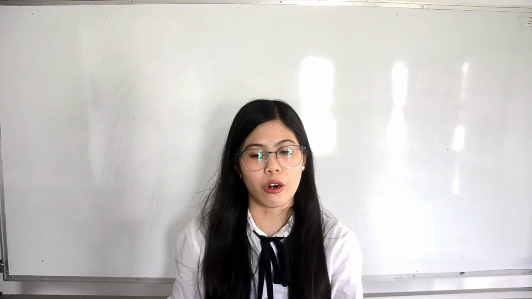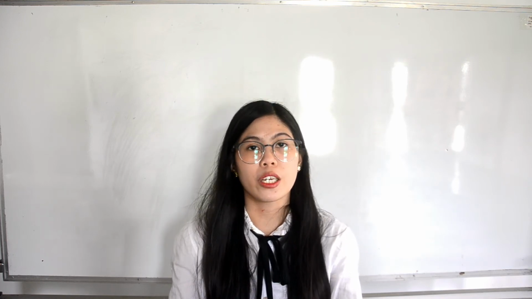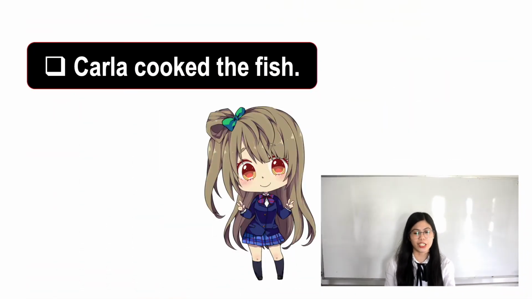So since you already know what subject and predicates are, let's have an example of a clause with subject and predicate. So example, Carla cooked the fish. So our subject here would be Carla because she's a noun or a name of a person. She's the doer of the action. If you are going to ask, who cooked the fish? The answer is Carla. So Carla would be our subject.